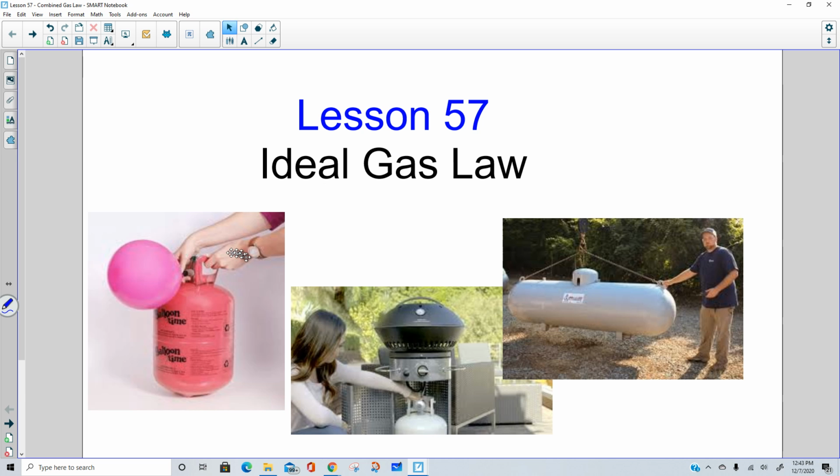You might think of this picture over here on the left, a helium tank. A tank is full of helium to blow up balloons. When you grill, if you have a gas grill, you use propane. Propane is a gas in the tank, or maybe some of you live outside of city limits and you need a propane tank to fuel stuff in your house. Okay, that's the kind of gas we're talking about.